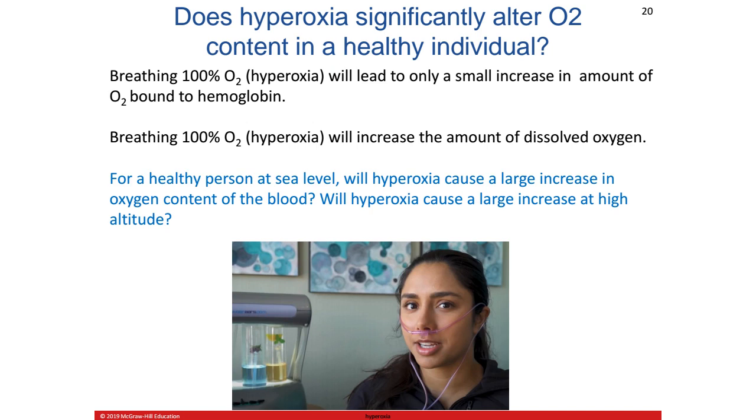So for a healthy person at sea level, well, I've kind of answered the question, haven't I? Will hyperoxia cause a large increase in oxygen content of the blood? Let's think about that. And then let's also take the question and look at a person that's at high altitude. Will hyperoxia cause an increase at high altitude?